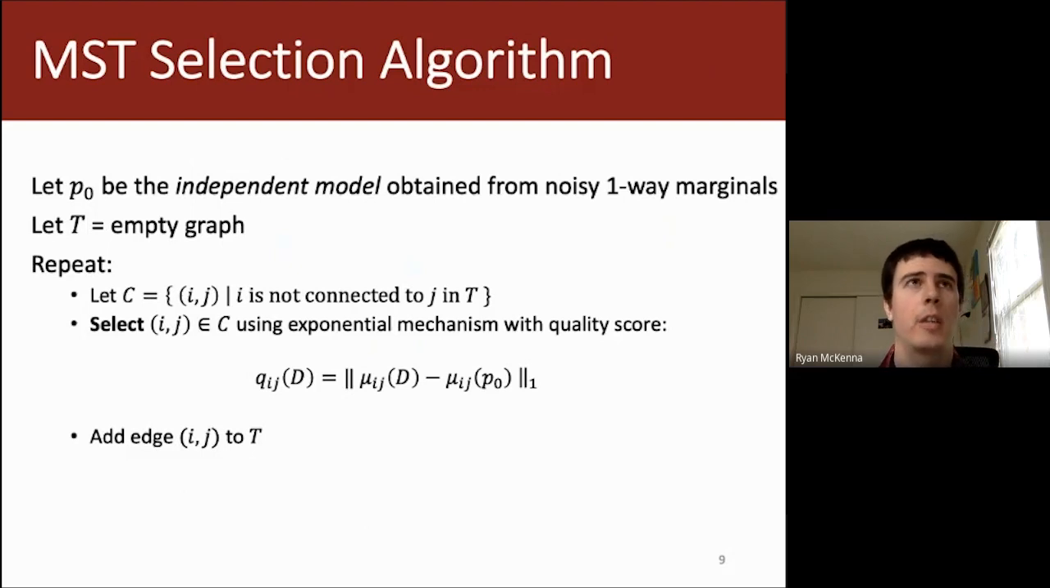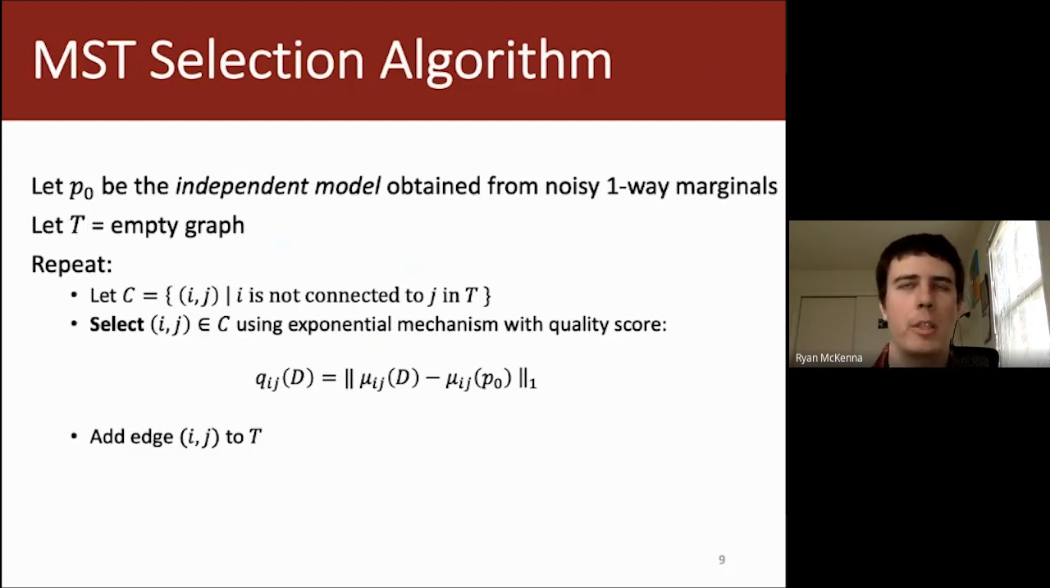Then we're going to initialize an empty graph T, and for every pair of attributes that are not connected in T, we're going to compute the L1 distance between the true 2-way marginal and the estimated 2-way marginal under the independence assumption. Then we're going to invoke the exponential mechanism to select a candidate with nearly maximal score. We repeat this procedure until T is a connected graph, in which case it is a tree. The intuition behind this quality score is that candidate marginals which are already estimated well under the independent model will have lower scores, meaning that they don't have to be selected.